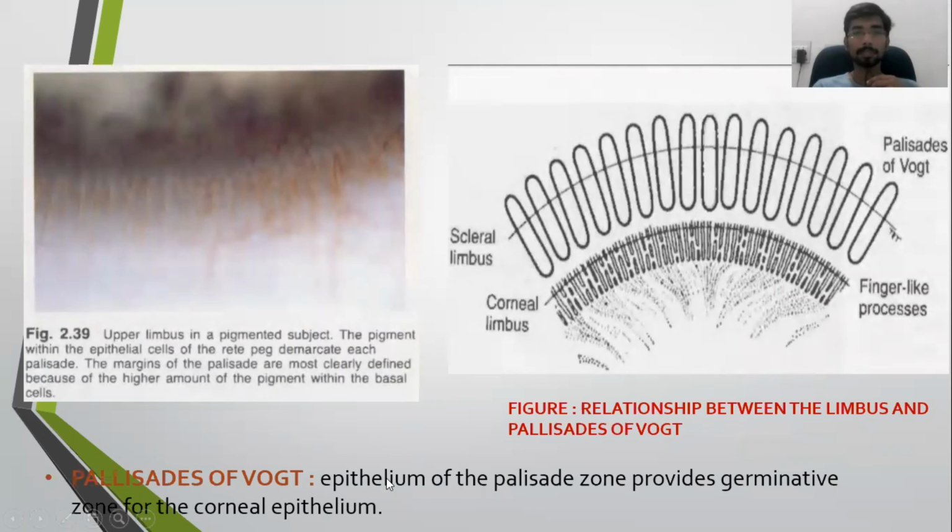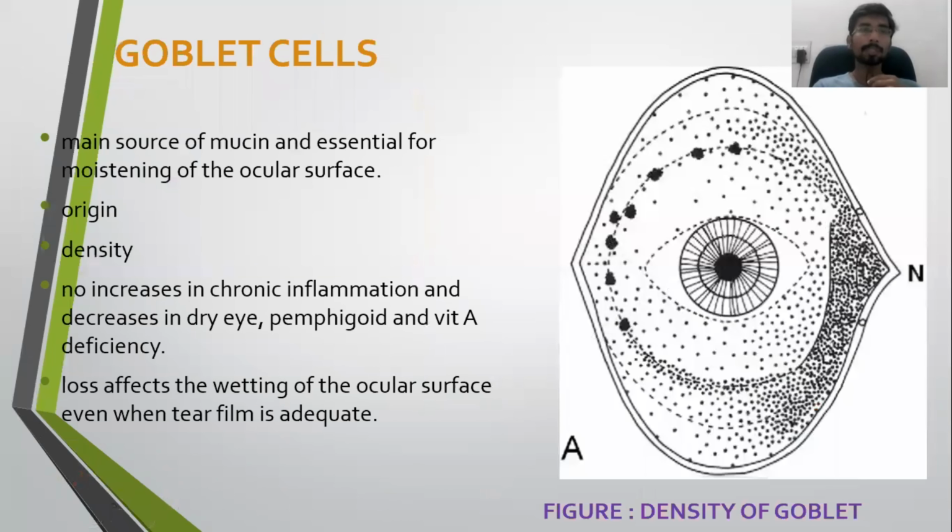Palisades of Voss. Epithelium of palisades zone provides germinative zone for corneal epithelium. So these are palisades of Voss. Goblet cells are the main source of mucin and essential for moistening the ocular surface.